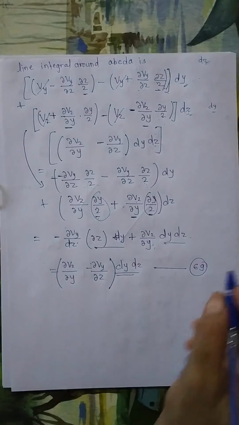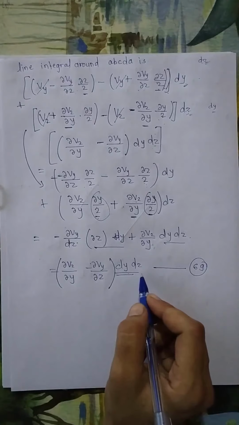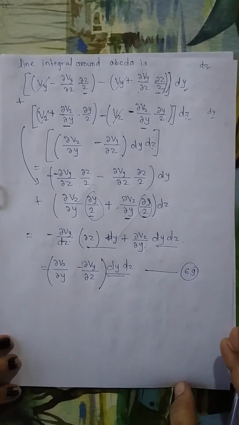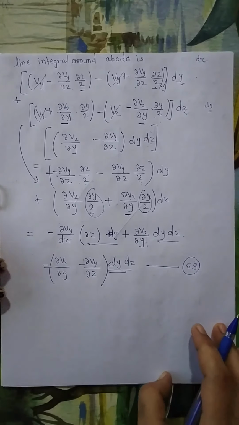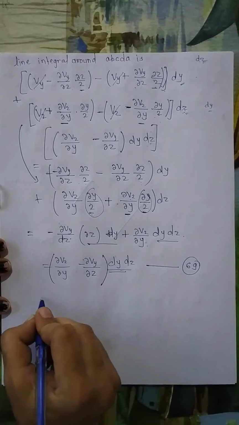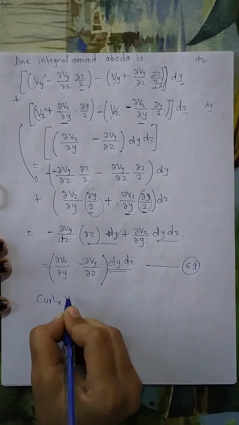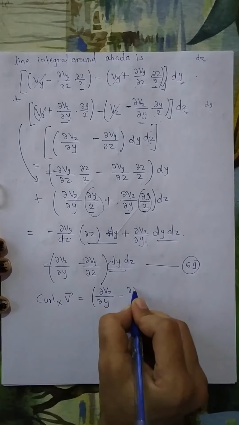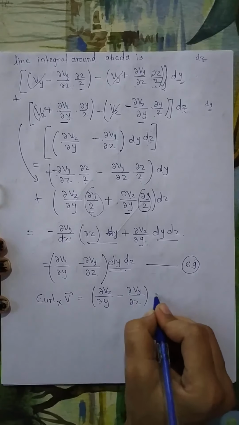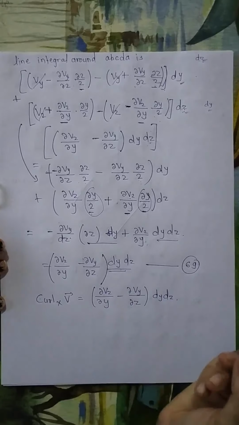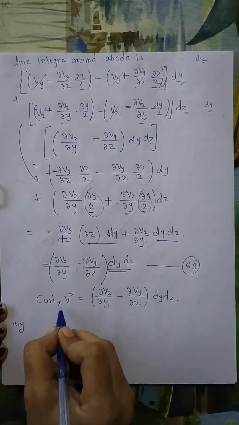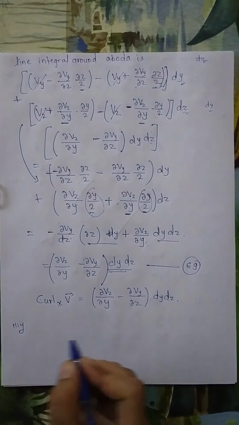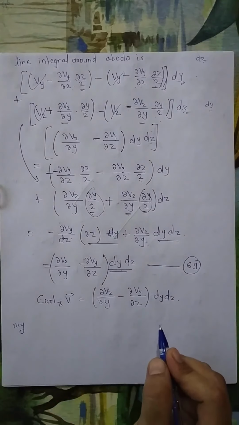So the area element is dy dz and the x-axis is normal to this element. Hence the above line integral per unit area is the magnitude of the x component of curl v bar. So curl v bar along x is given by dou Vz upon dou y minus dou Vy upon dou z into dy dz. Now similarly we can find curl of v along y and along z. So we can directly write this by using analogy.